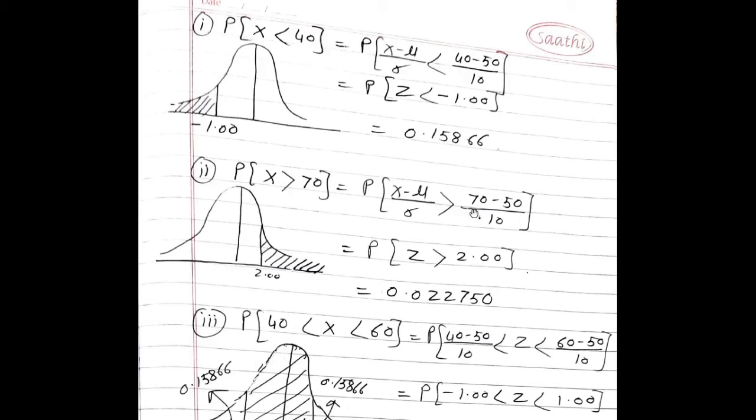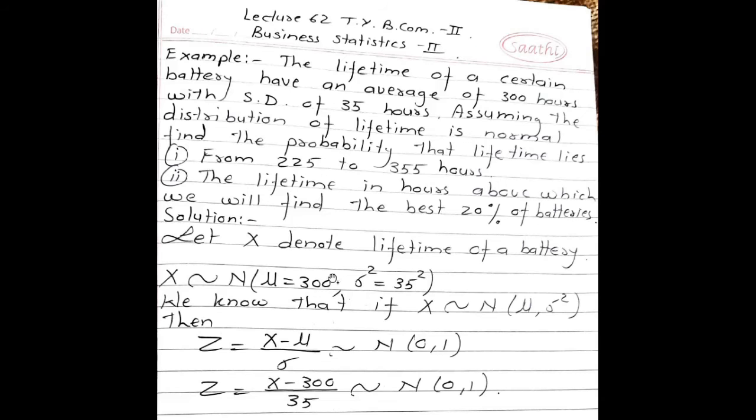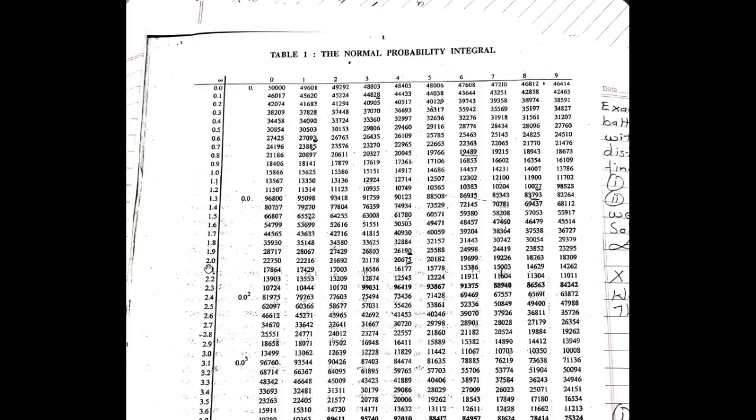Second part of the problem, probability x greater than 70 is equal to probability (x minus mu) upon sigma greater than (70 minus 50) upon 10, which is nothing but probability z greater than 2.00. Again draw the curve, mark the ordinate 2.00 on the right hand side, and greater part means the right hand side portion. So the tail part gets marked here. So in the normal probability integral table, see the value of 2.0 in the 0 column. This is 0.022750.